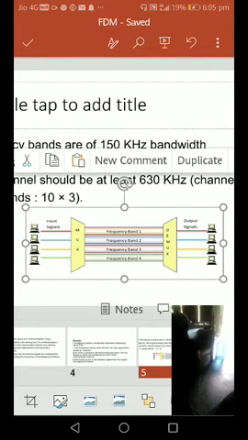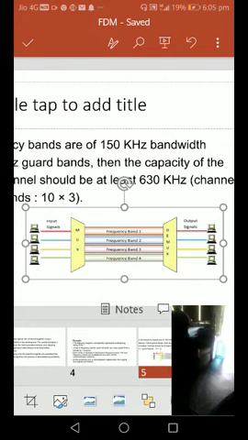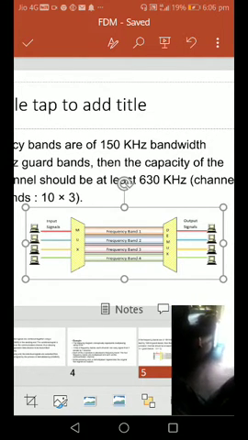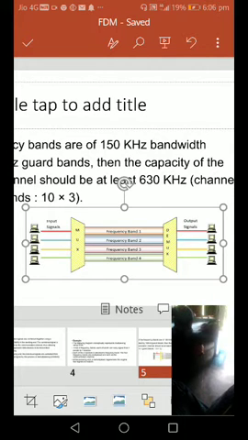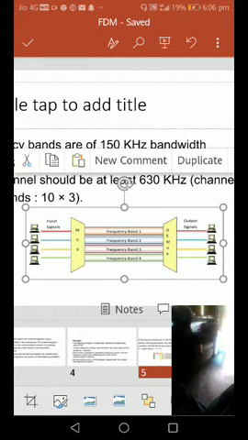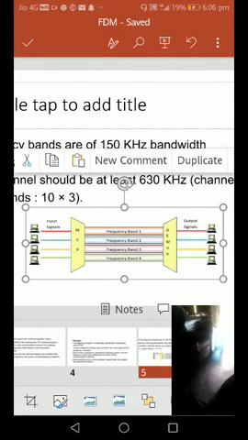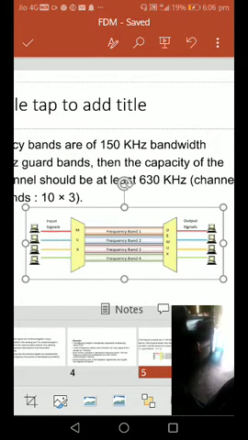The first signal is red. I take the separate red signal at the output end. The second user's signal is blue, sent on the second frequency band, and the receiving end is also blue, connected to another user. The third user's input signal is yellow.